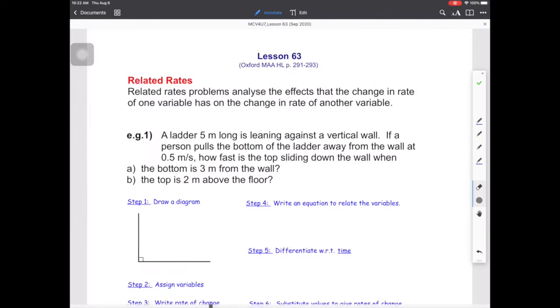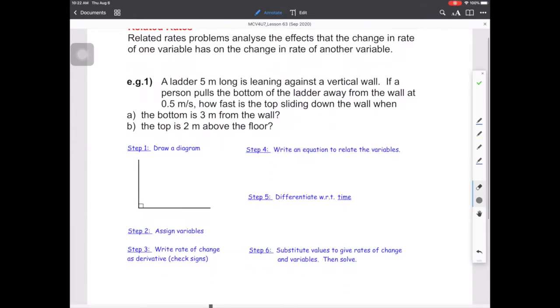Let's begin. Example 1. A ladder 5 meters long is leaning against the vertical wall. If a person pulls the bottom of the ladder away from the wall at 0.5 meters per second, how fast is the top sliding down the wall when the bottom is 3 meters from the wall? And also in part B, the top is 2 meters above the floor.